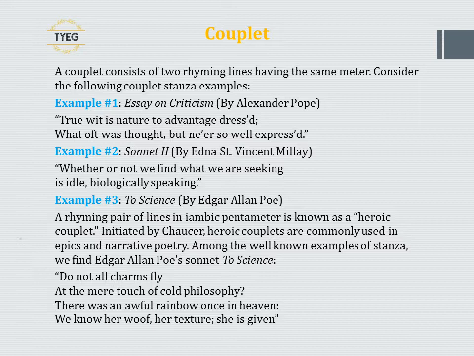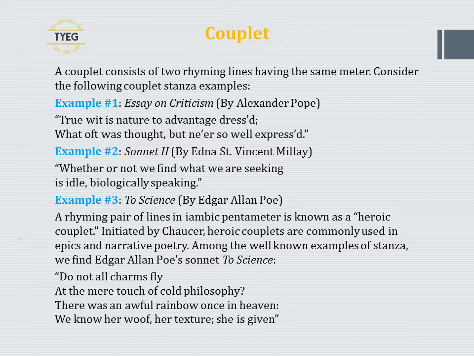Example number 1, Essay on Criticism, by Alexander Pope. True wit is nature to advantage dressed, what oft was thought, but ne'er so well expressed. Example number 2, Sonnet 2, by Edna St. Vincent Millay. Whether or not we find what we are seeking is idle, biologically speaking. Example number 3, To Science, by Edgar Allan Poe.